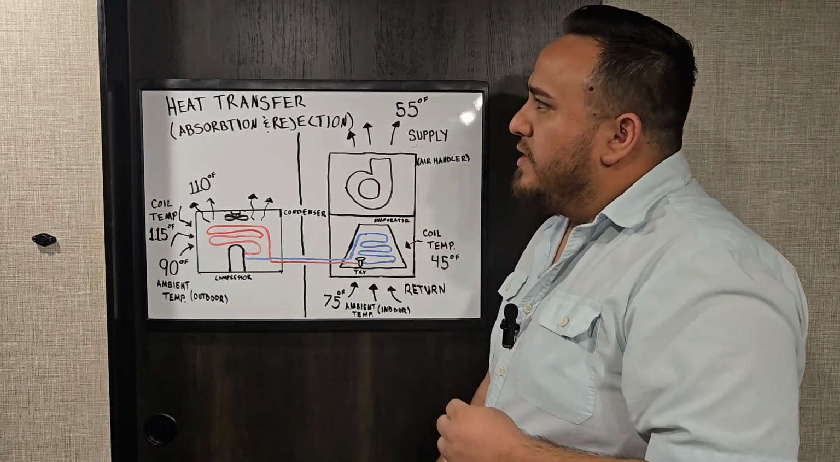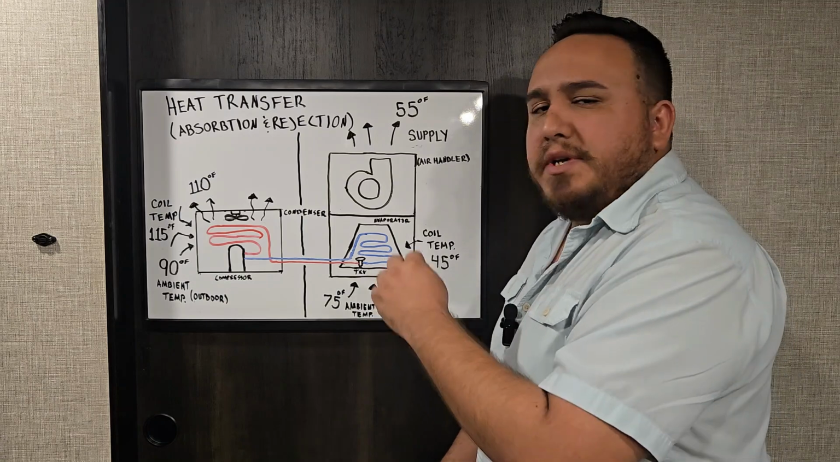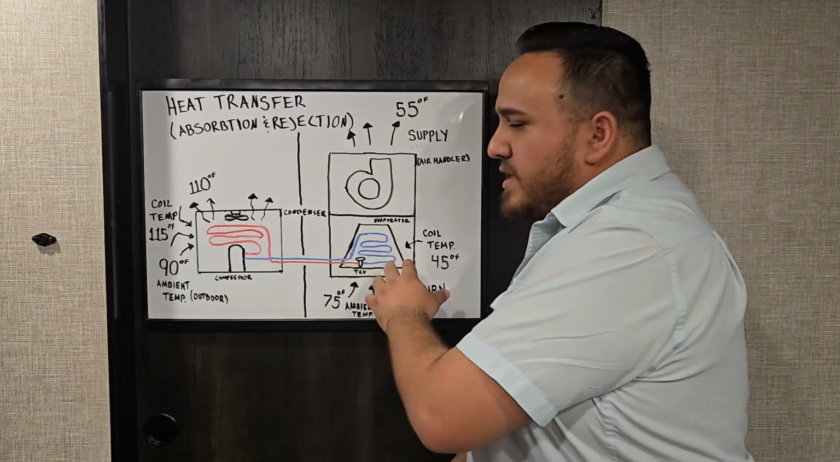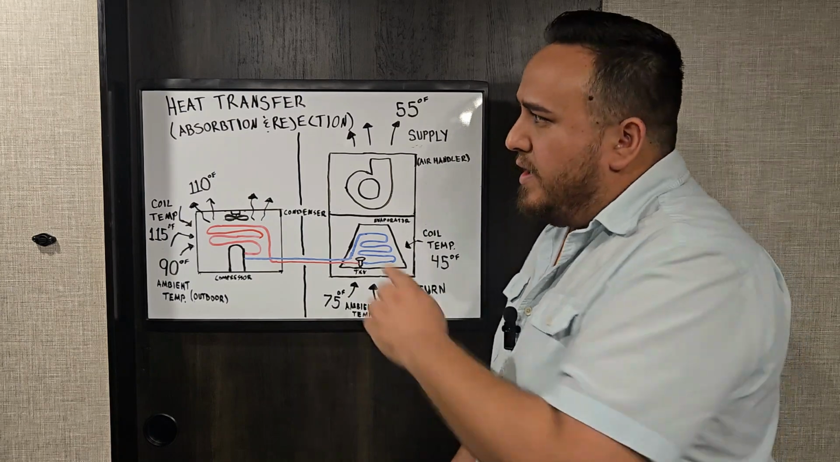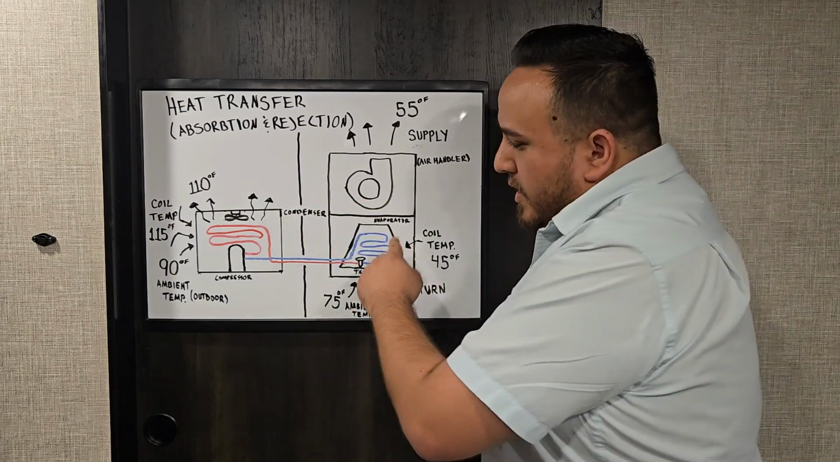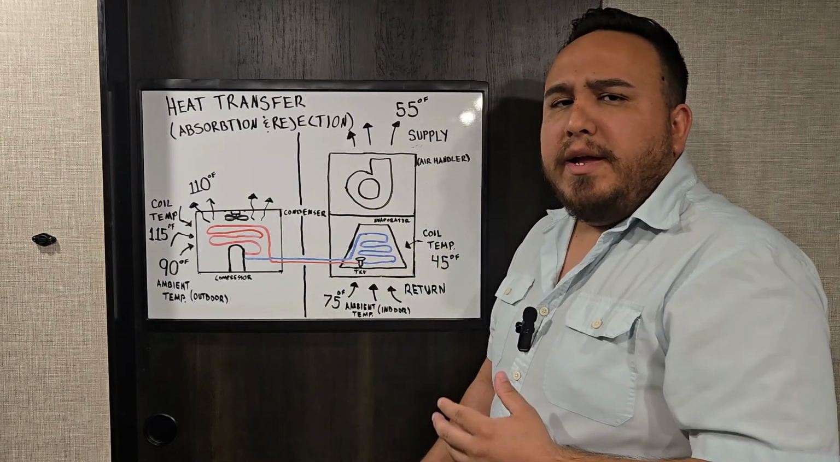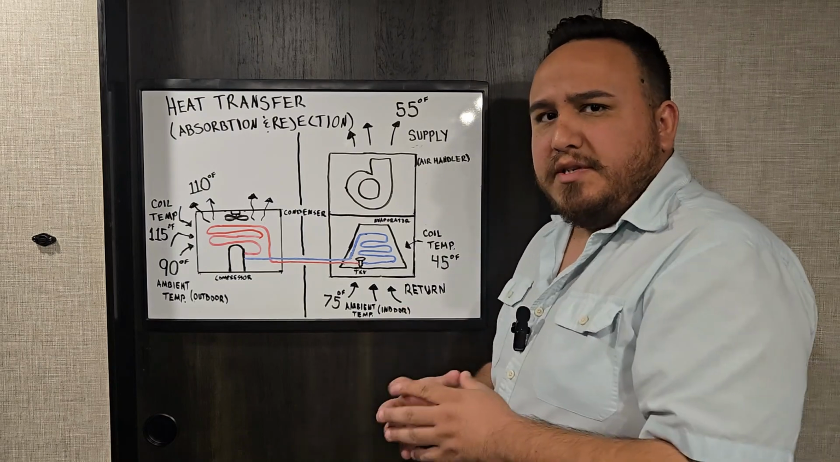Now, whenever we talk about heat transfer and absorption and rejection, we have my low side of my system and we have my high side of my system. Let's start talking about heat absorption in my low side of my system. Now, how do I get heat absorption in my low side of my system?